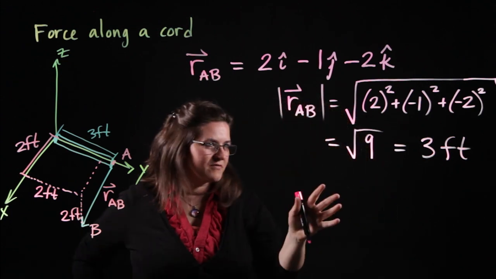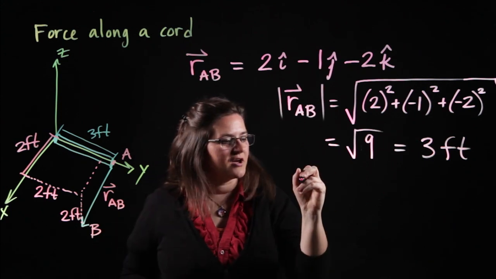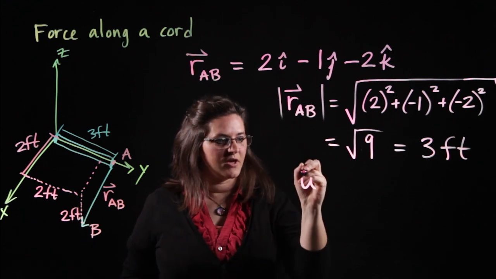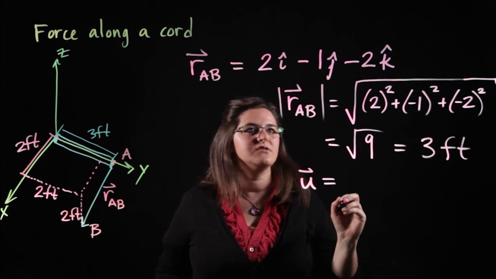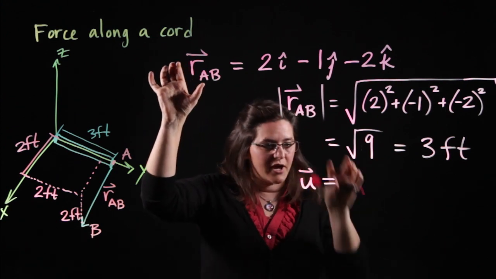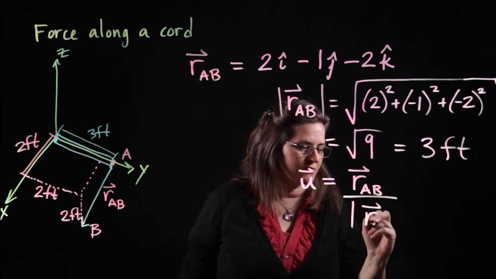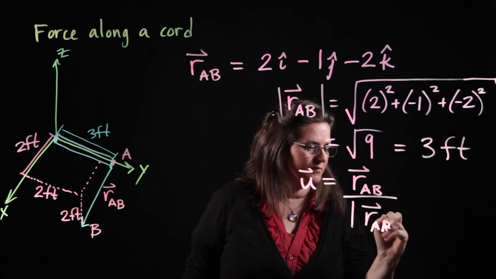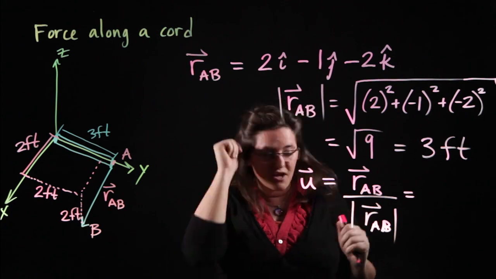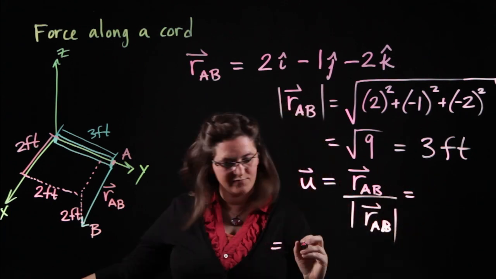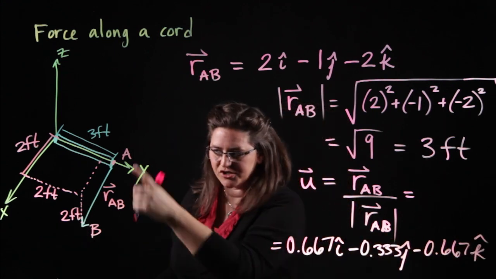Now we need a unit vector pointing in the direction of the vector RAB. So a unit vector, let's call it U, and it is a vector, so you can put an arrow over the top of it, is equal to the vector divided by its length, divided by 3 feet. And now we're just left with a vector in a direction that has a length of 1. And what you're going to get is, okay, so this is a unit vector in the direction of the cord.